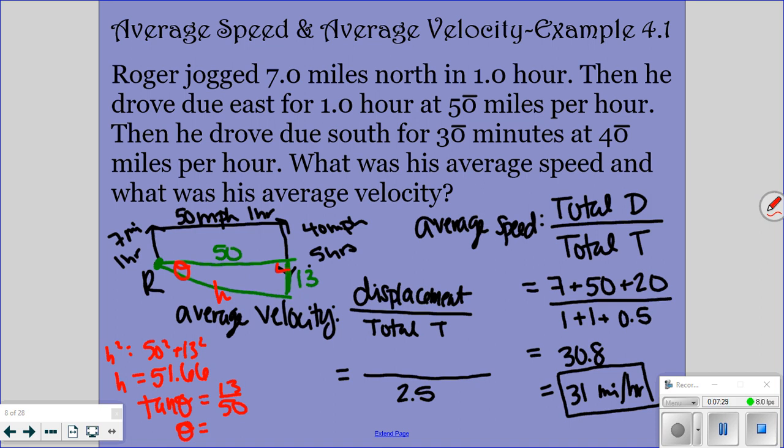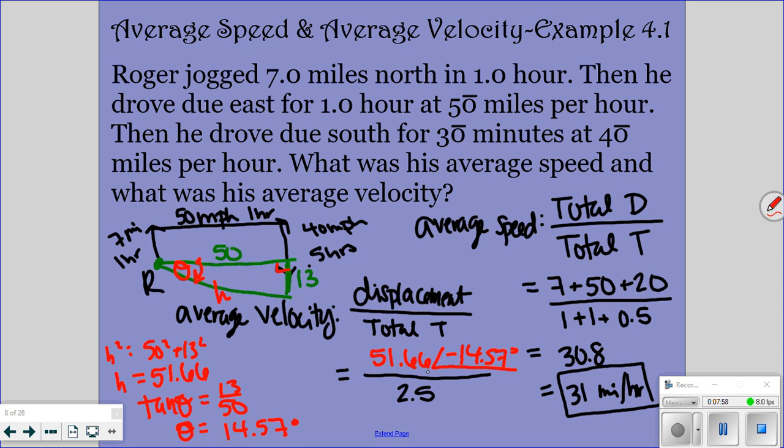And you need to make sure you are in degrees. Okay, so our displacement is 51.66 at negative 14.57 degrees, because we started at the positive x-axis and we went down. And when we go down, when we go clockwise, those are always negatives.